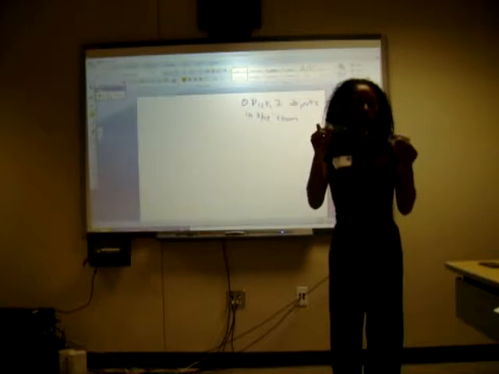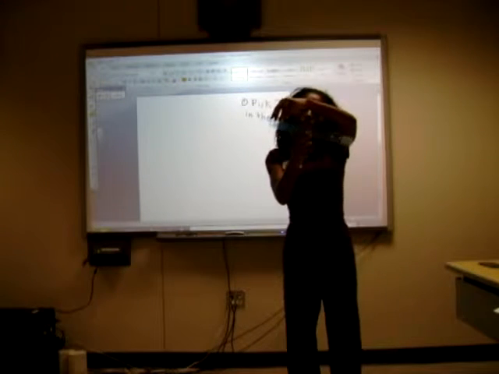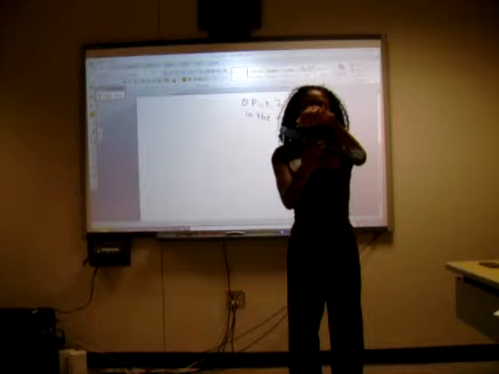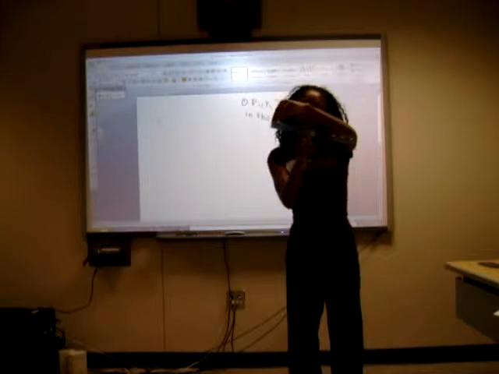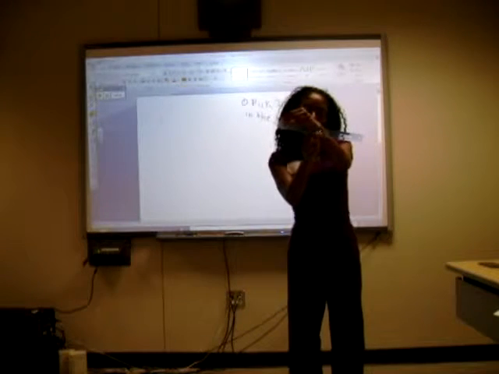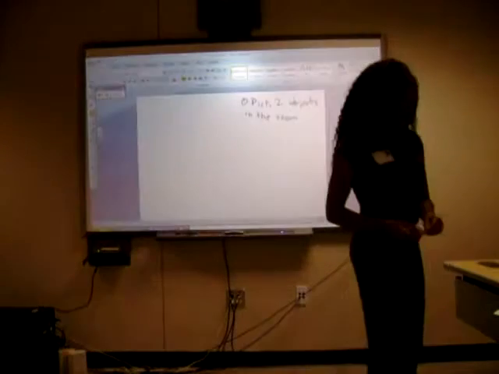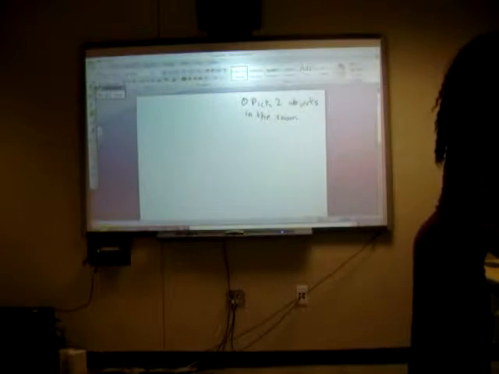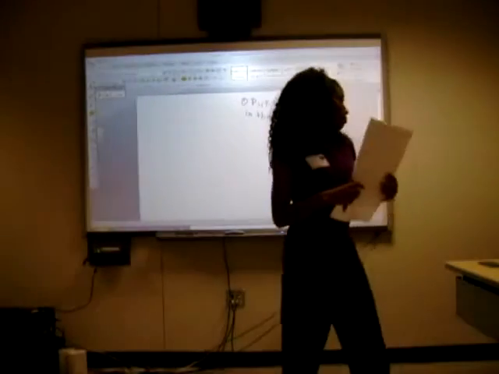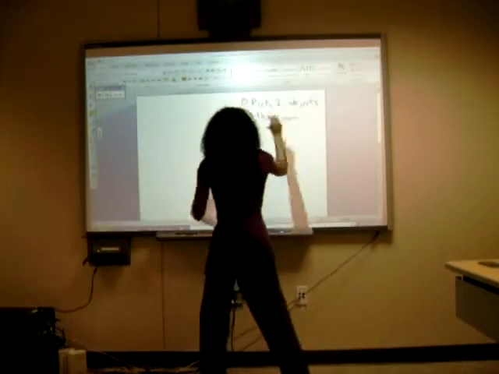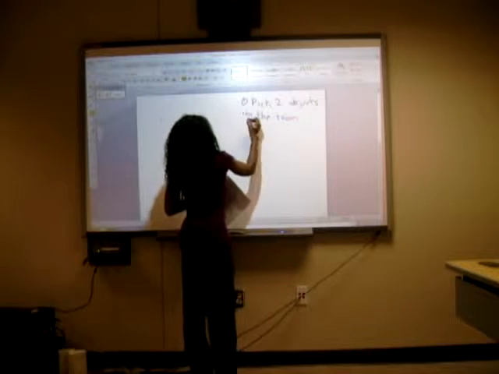The increments of measurement are laid out for you. The largest ones up here are in inches. On this side, you have your centimeters, and then the smallest units would be the millimeters. So, pick 2 objects in the room.